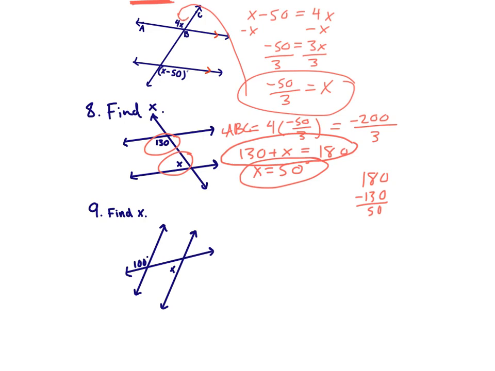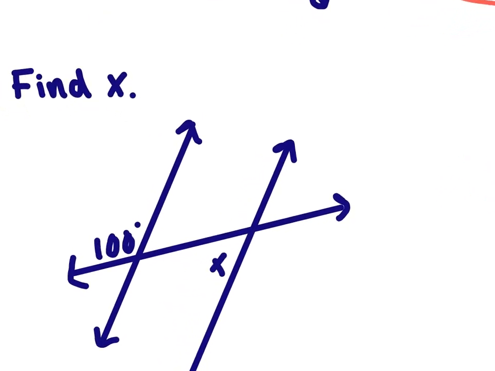Amanda, what did you get for 9? X is equal to 80. Perfect. If we look at this, we know that these two angles are not congruent, so therefore they must be supplementary. Another way to look at it is if this is a straight line, this angle has to be 80 degrees, and then you have alternate interior angles, so then x has to be equal to 80.